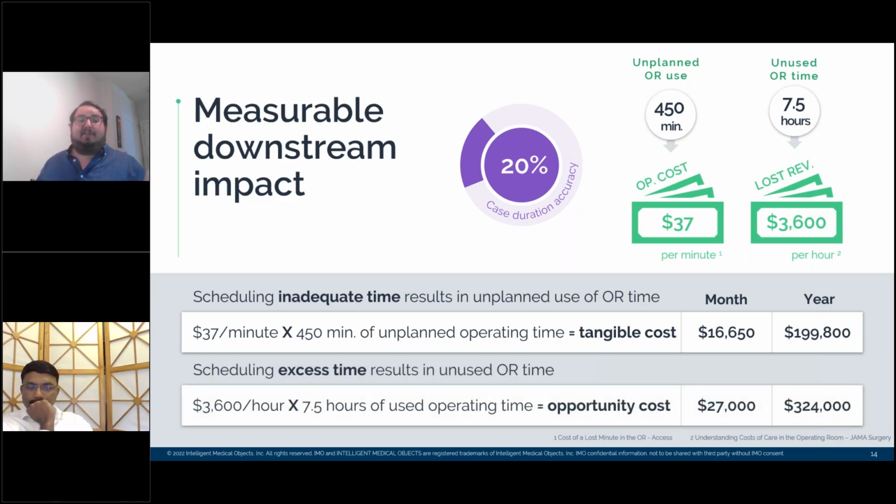On the flip side, scheduling in excess time results in time that isn't actually getting used in the OR. That's an opportunity cost. That opportunity cost came out at 7.5 hours in the situation we had before, which can give you a potential cost of $27,000 a month or $324,000 a year. So we can see about $500,000 a year could potentially be recovered just from this one term of lymphadenectomy being broken down into more appropriate terms. Now, don't get me wrong, we're fully aware that this is a simplified example and that not all of this time is immediately usable and can immediately result in direct financial gains.